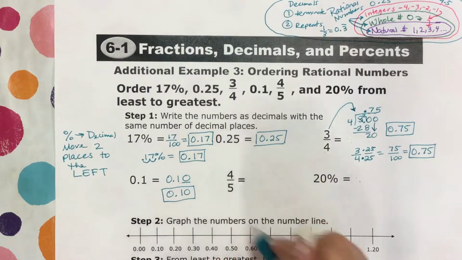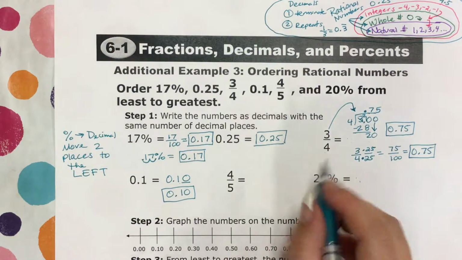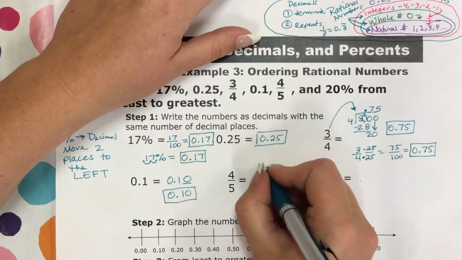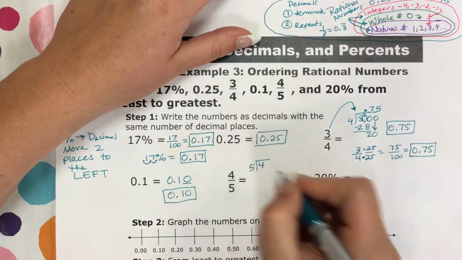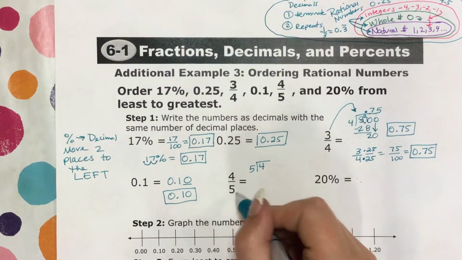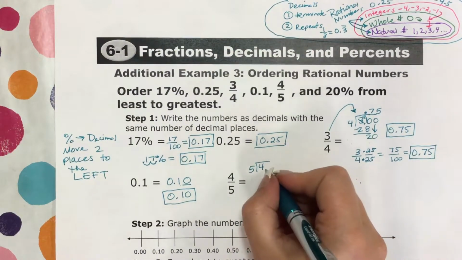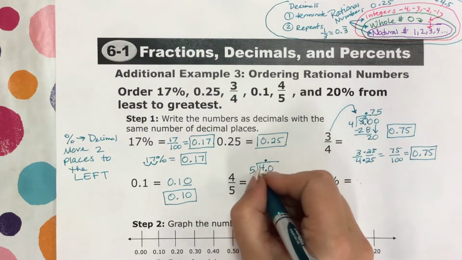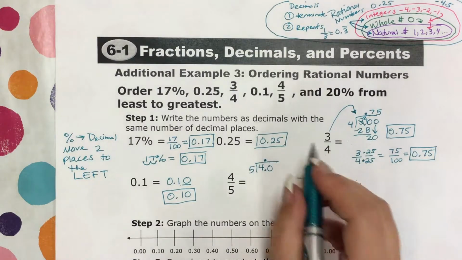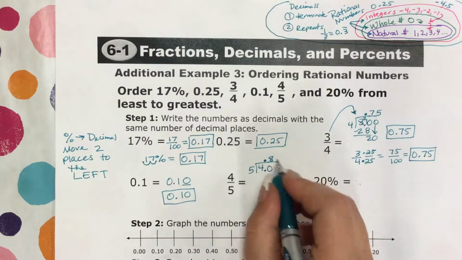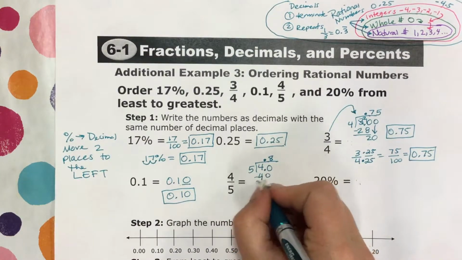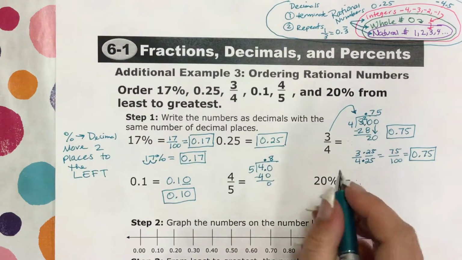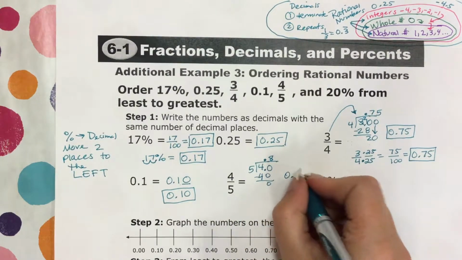Okay, and then we have 4/5. I'm going to go ahead and do the long division here, which is 4 divided by 5. Can 5 go into 4? No, it cannot. So I'm going to add that 0 and put the decimal place right there. Can 5 go into 40? Yes, it can. 8 times. 8 times 5 is 40, and then we subtract, and we get no remainder. So we end up with 0.8.